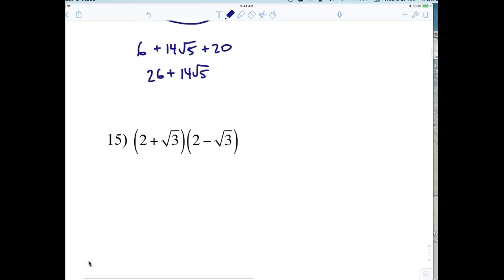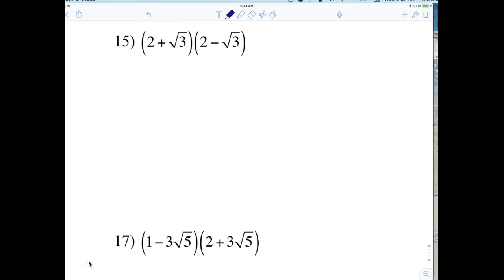All right, now for 15, if you recall, I would like you to look here and say that the middle term cancels out. Does everybody agree with that? Right, so 2 times 2 is 4. Square root of 3 times square root of 3 is 3. So 4 minus 3 equals 1. And again, just remember the plus times the minus. That's the reason why it's a negative 3 there.